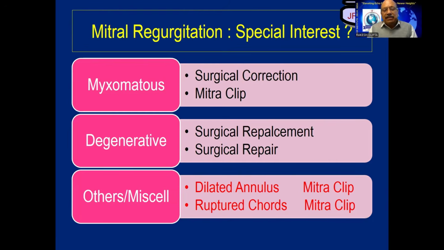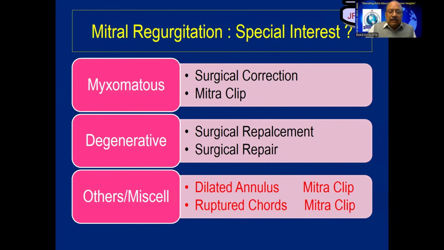Apart from that, we have certain special interests. One is myxomatous valves. I'll show you what a myxomatous valve is. Then we have a degenerative valve. This has played a very significant role in our day-to-day practice. Believe my words, we are getting more degenerative mitral stenosis and regurgitation than rheumatic heart disease as of today.